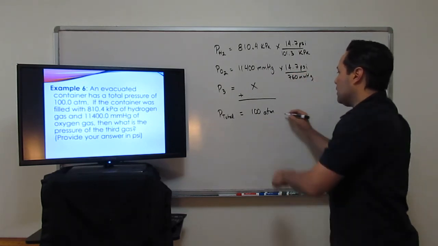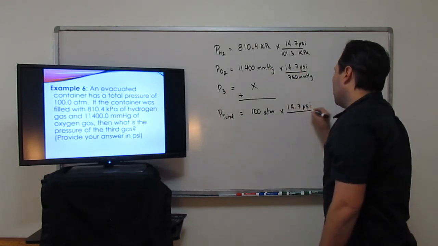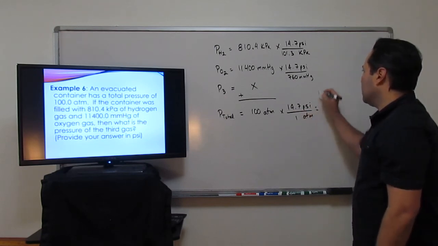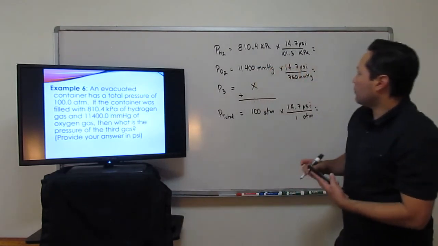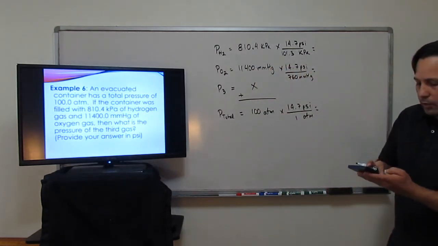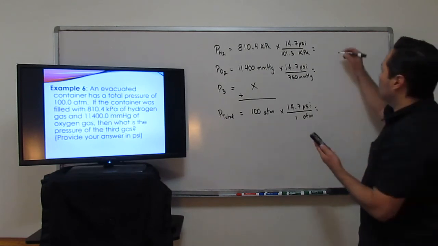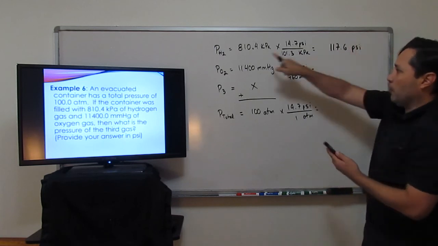And here it's in atm. I'm going to put 14.7 psi. And the denominator is atm. And it's just 1 atm. So now we get our calculator, get the value for each one of those. And we're going to end up with 810.4 times 14.7 divided by 101.3 will give us 117.6 psi. That's for our first gas.